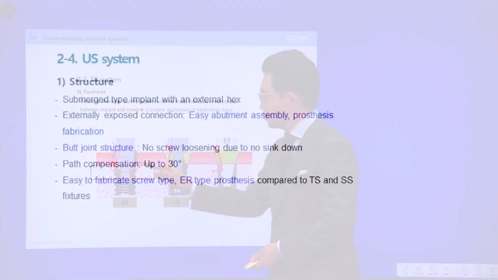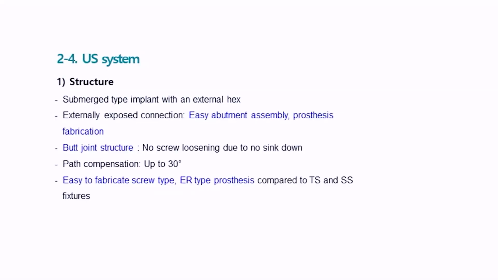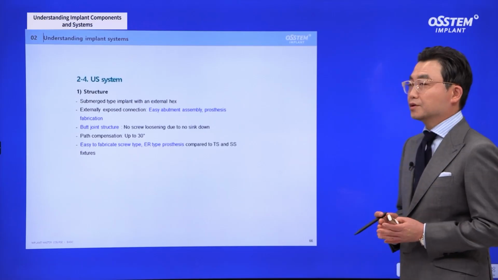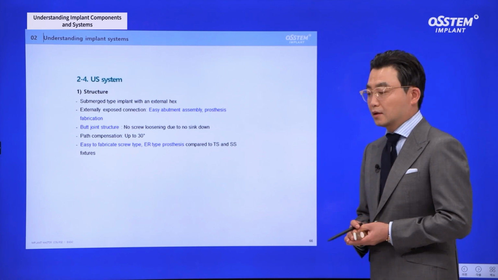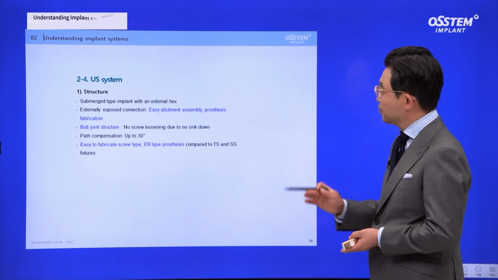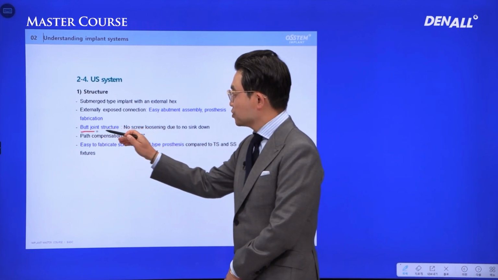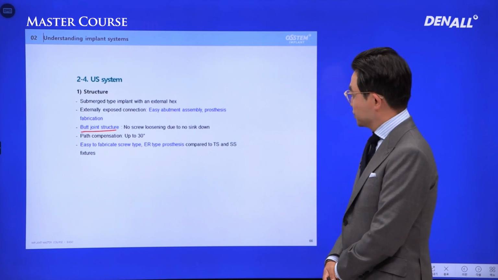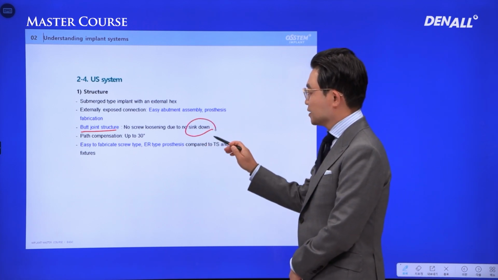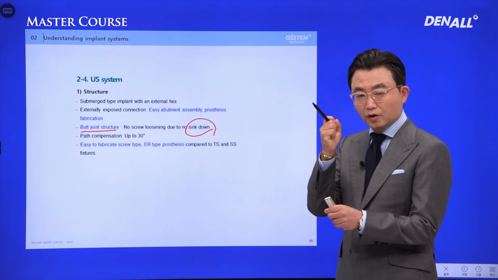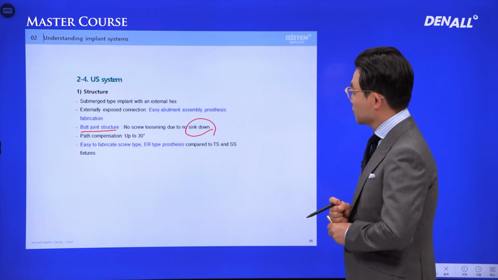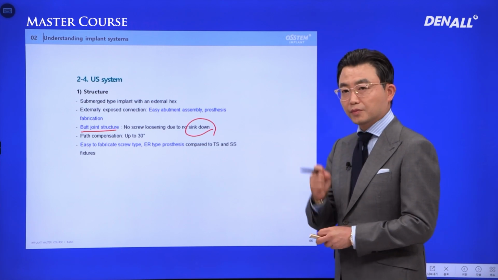Now for the US system, it's an implant system designed based on the brand mark system, and again the US system is very similar to TS. It can be submerged as well as non-submerged, so 1-stage or 2-stage surgeries are all possible. And here the US system also has a butt joint structure, so there's no sink down. If it's submerged, with the occlusal force it can sink down, but the US system has more structural stability because surface meets surface.